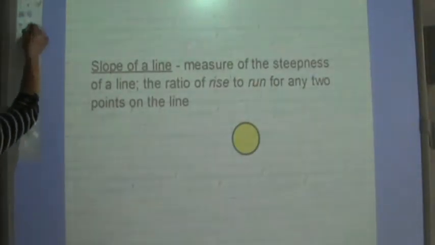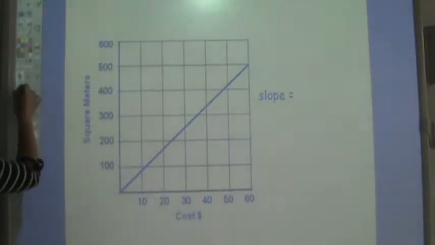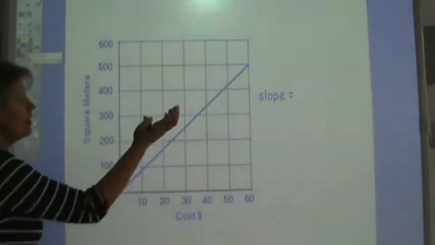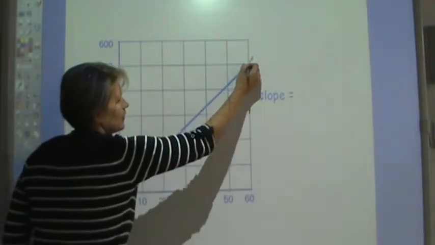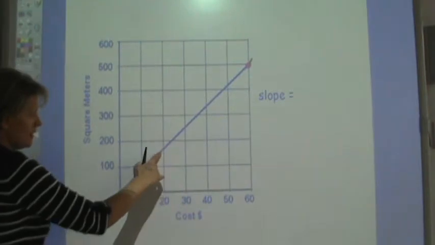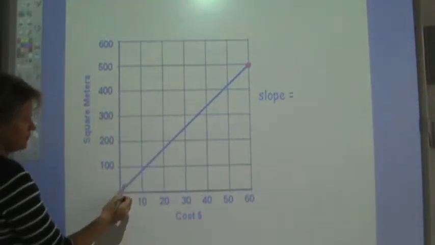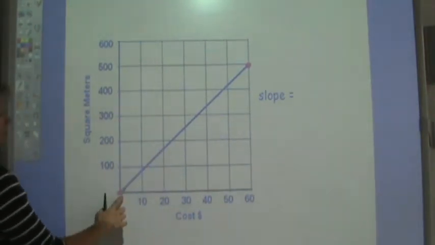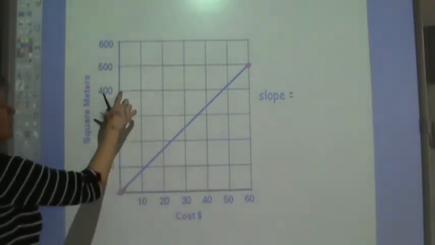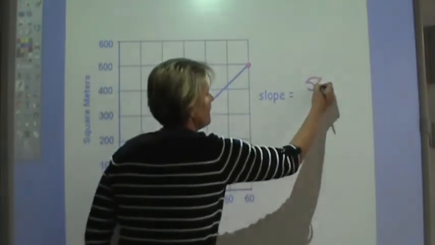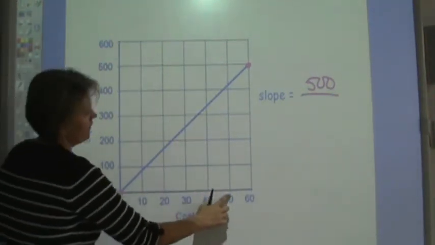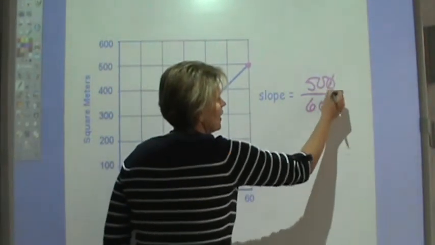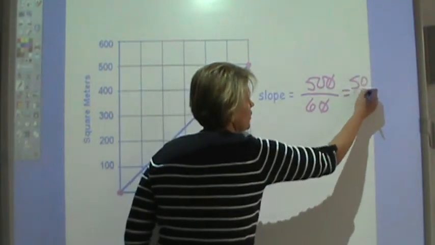Okay, so let's go back to here. All right, so let's use that information and let's figure out what we have for the slope. Like he said, you're going to look for a spot. I don't want this point because it's not a good spot, but if I go here and here, my rise is up 100, 200, 300, 400, 500. And my run is 10, 20, 30, 40, 50, 60. Well, I can cancel that to 50 over 6.